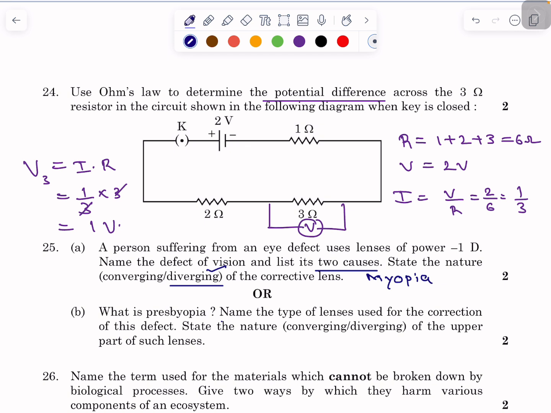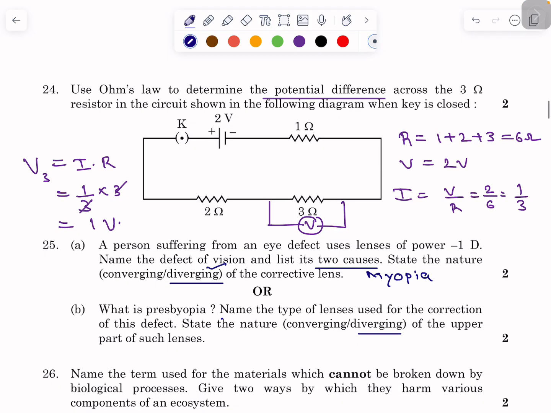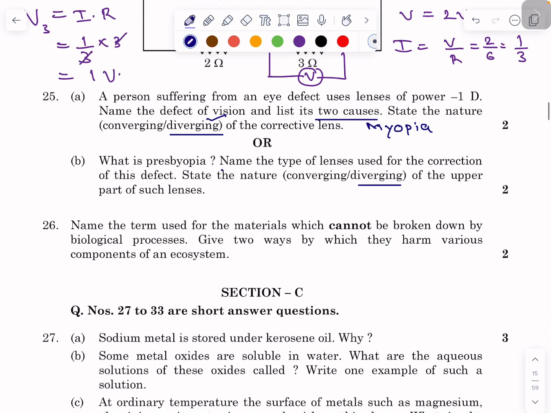Okay, so to name the type of lens used for the correction of this defect, the answer is convex lens. You have to use a bifocal lens. If the person has myopia also, use a bifocal lens, or convex lens. State the nature of the upper part of such lens. The upper part of the bifocal lens is diverging. Okay, so this is answer B.